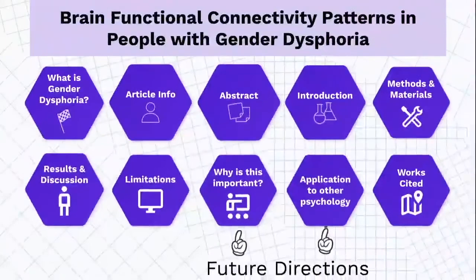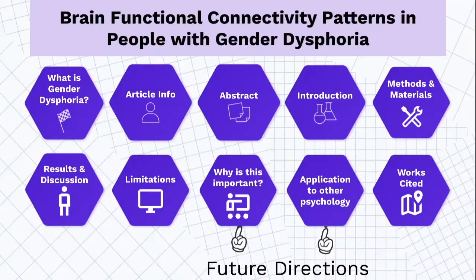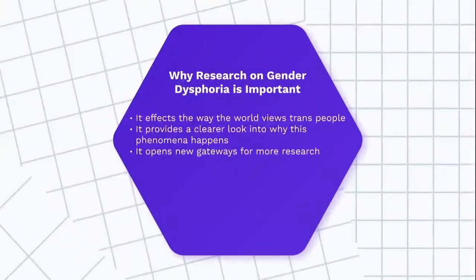These next two sections are going to go into the future directions of the study and how it may affect other studies. So why is this so important? It affects the way the world views trans people. People tend to be more willing to believe something exists and treat those people with respect when there is scientific evidence backing it.